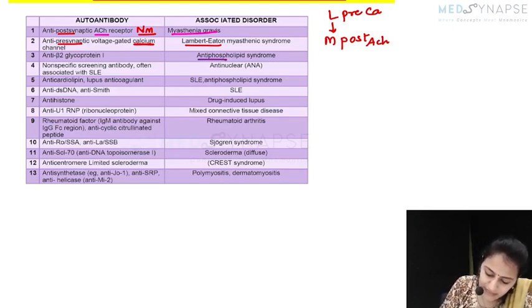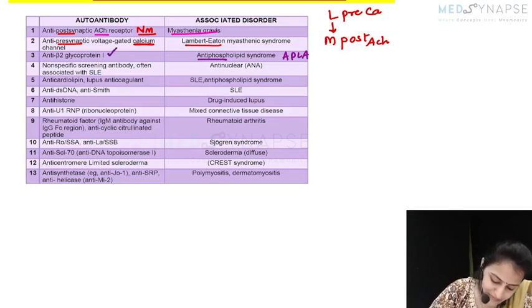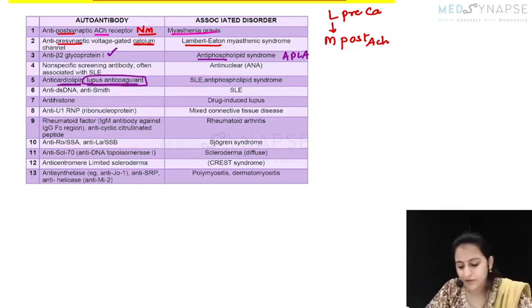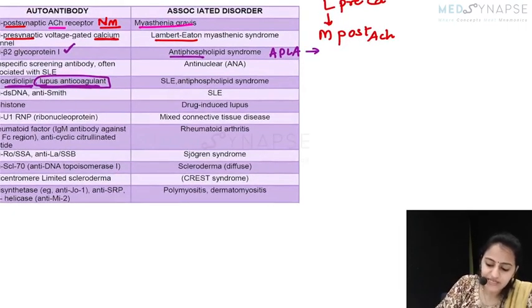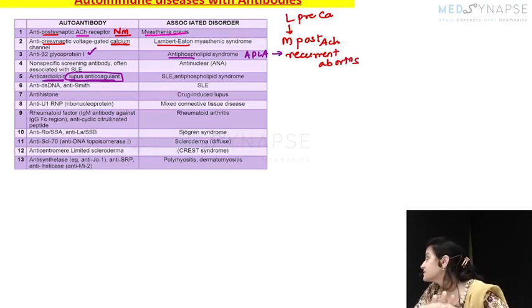Antiphospholipid syndrome, that's basically your APLA. So you have anti-beta-2 glycoprotein as well as anti-cardiolipin and lupus anticoagulant, right? In APLA, the history generally given in the question is recurrent abortion. Right, APLA, recurrent abortions. APLA is lupus anticoagulant and anti-cardiolipin.